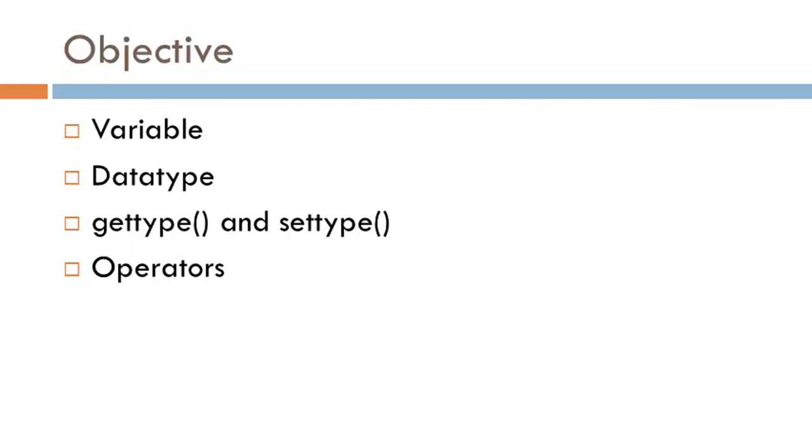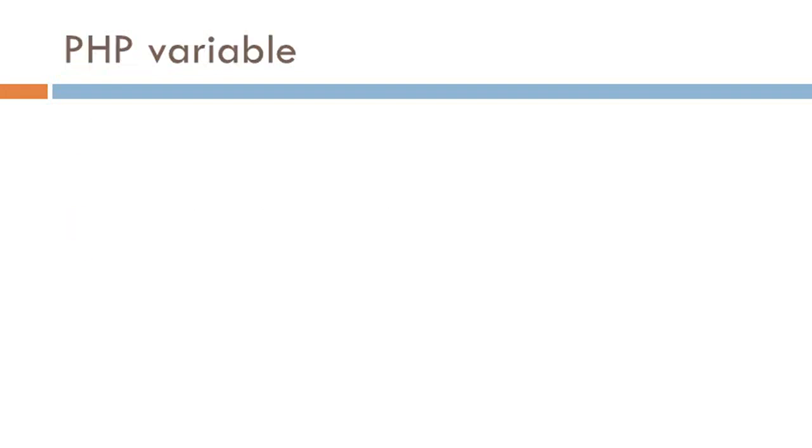Objective: after learning this video, students will be able to know about what is variable, how to declare a variable in PHP, what is data type, then data types provided by PHP language, then gettype and settype function of PHP, and various operators supported by PHP. Now start our session with PHP variable.